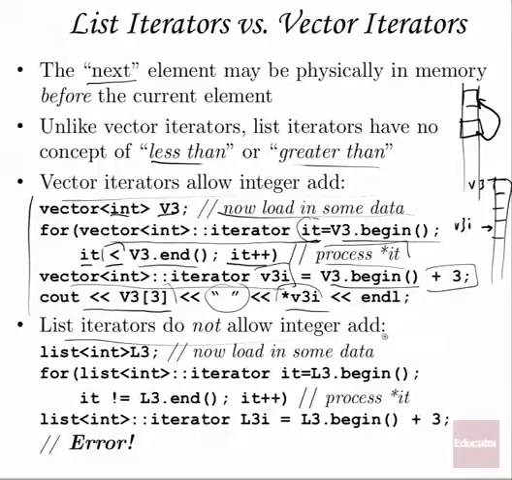With a list iterator, you can't do that because your next could be here. This guy's next is there. It can be scattered all over the place in memory, which is one of the strengths, is what gives you the easy insertion. You don't have to actually move the physical element around.